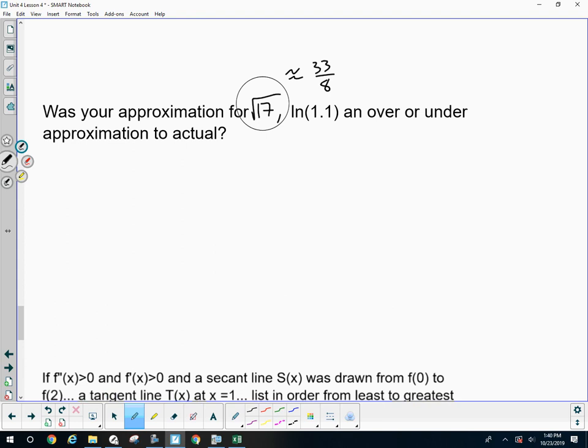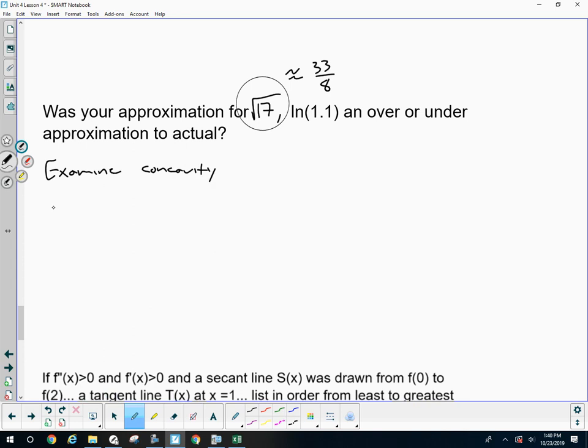You probably don't remember from the calculator if it was over or under the actual. You will be able to determine if it's over or under the actual. How? By looking at the concavity of the function. How do you examine the concavity of a function?